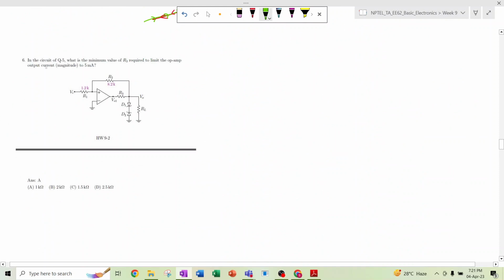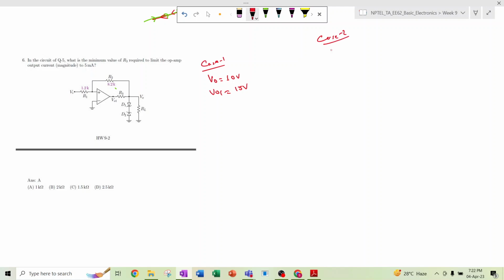Okay, the next question. In the circuit of the same question, what is the minimum value of R3 required to limit the op amp output current to 5 milliampere? So there are two conditions. In case 1, VO is 10 volt, and then only VO1 will be 15 volt. In case 2, VO is minus 10 volt and VO1 is minus 15 volt. Then what is the value of R3?